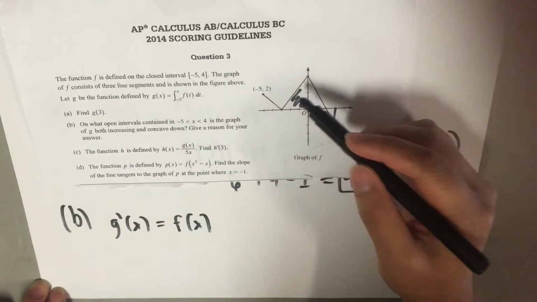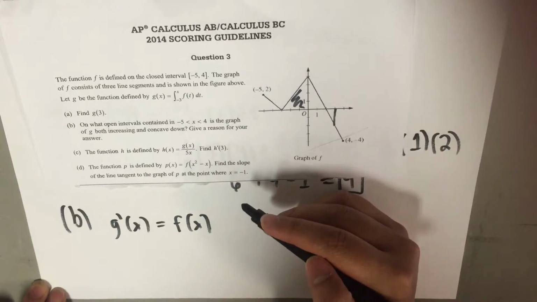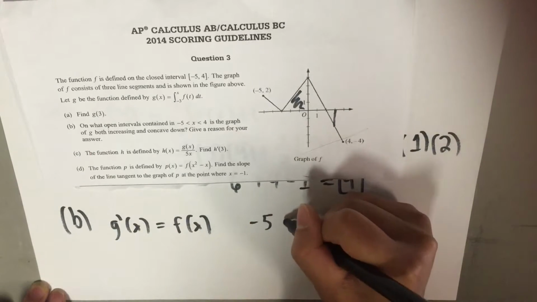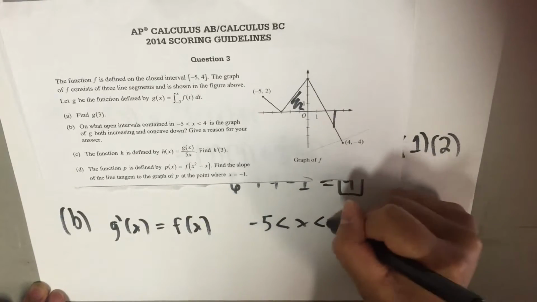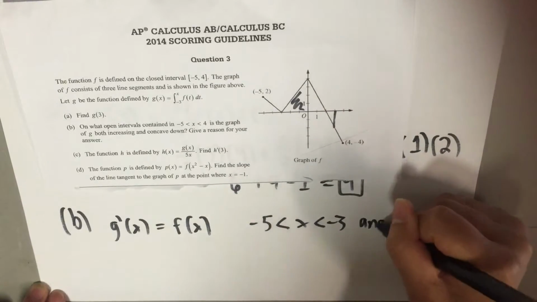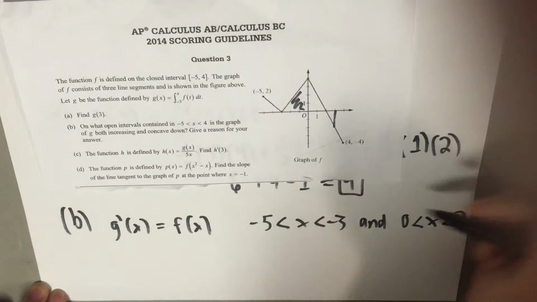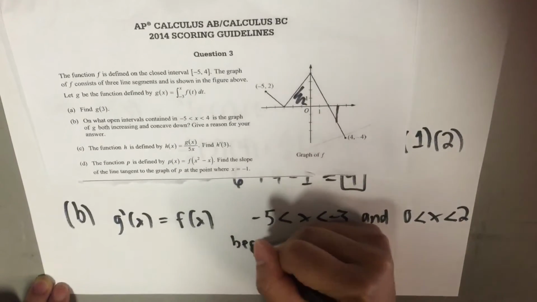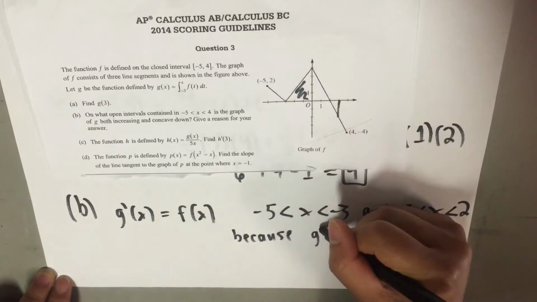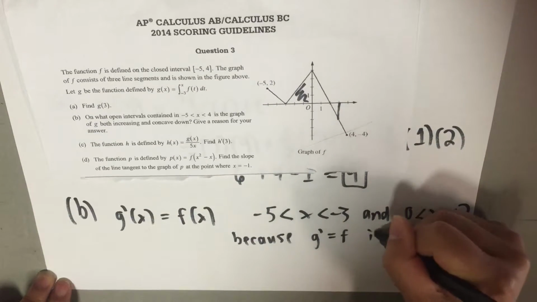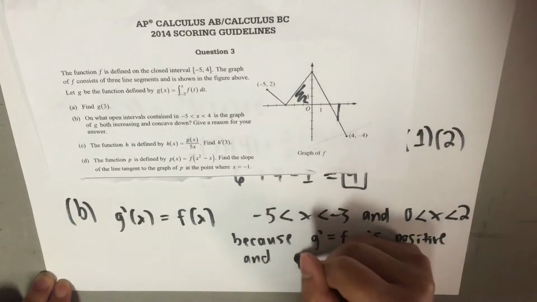So the only intervals that are positive and decreasing would be from -5 < x < -3, and 0 < x < 2, because the first derivative of g equals f, which is positive and decreasing.